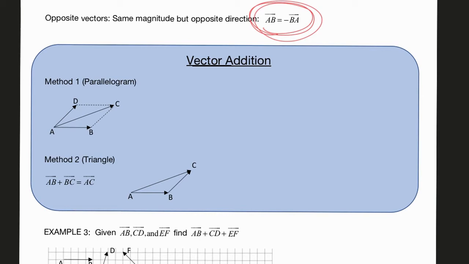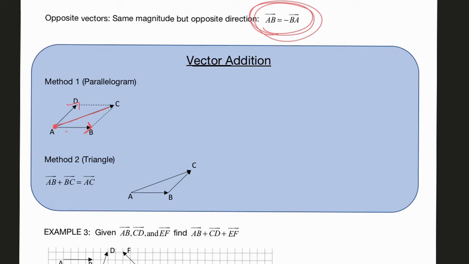Method 1 is the method that is used more by physics teachers. And here's why. Let's say you had some sort of an object sitting here at point A, and there were two different forces acting on it. Maybe the wind is blowing and you're blowing, and there's a hill. So it wants to go downhill, but because you're blowing on it, it's not going to go straight down the hill. It's going to go off in this diagonal direction.